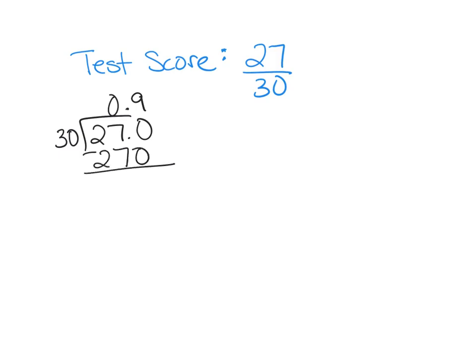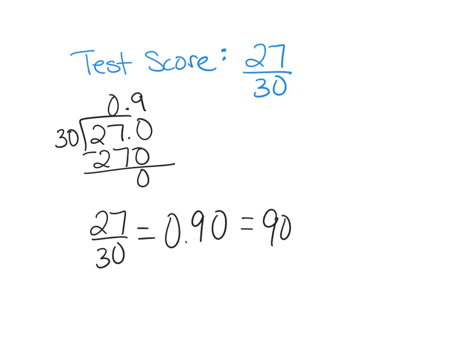So 270 minus 270 is 0. So I just found that 27 30ths is the same as 90 100ths, which equals 90%.